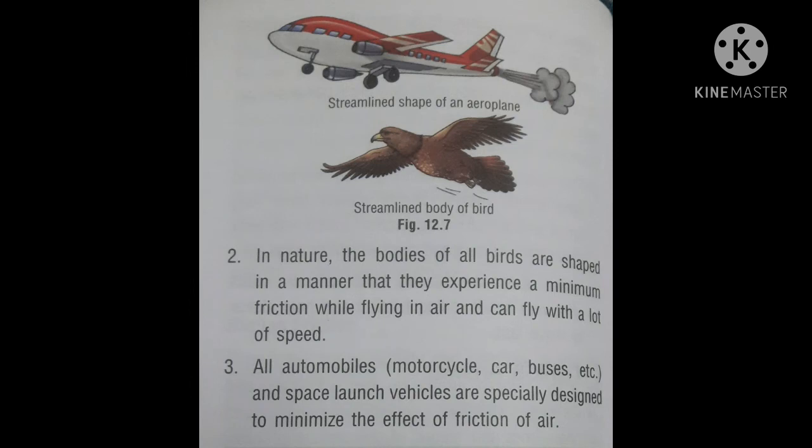Children, you are seeing a picture of the streamlined shape of an aeroplane and the streamlined body of a bird. Both are in air, so they can easily move in air due to their streamlined body shape. In nature, the bodies of all birds are shaped in a manner that they experience minimum friction while flying in air and can fly with a lot of speed.